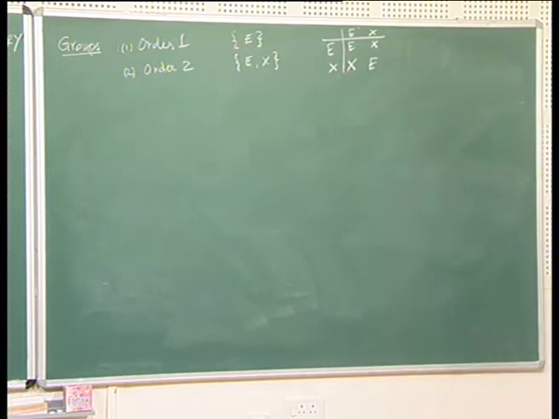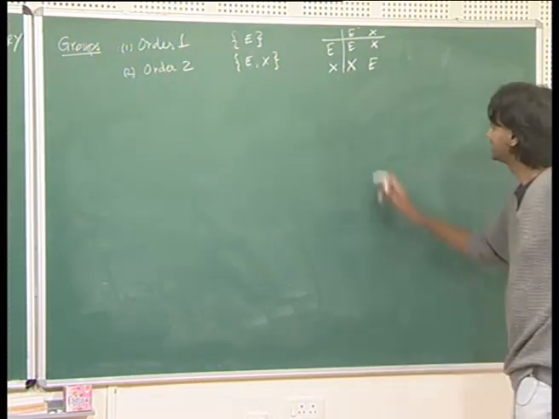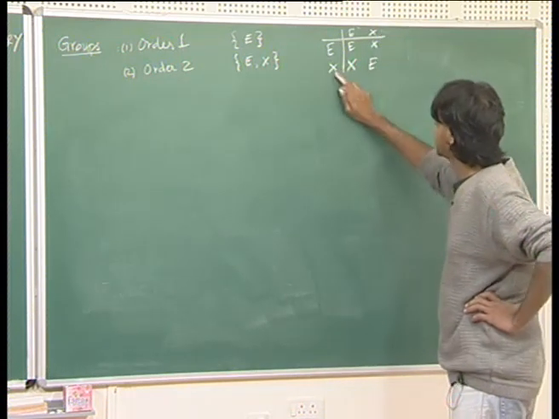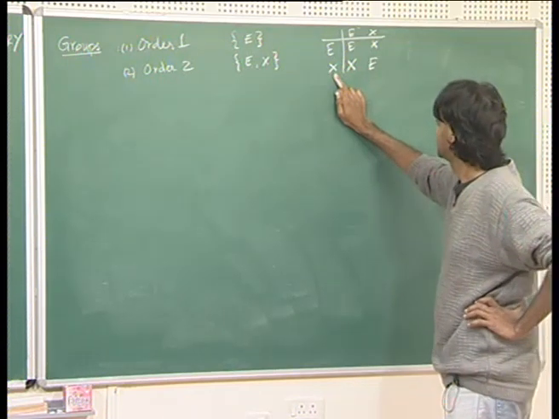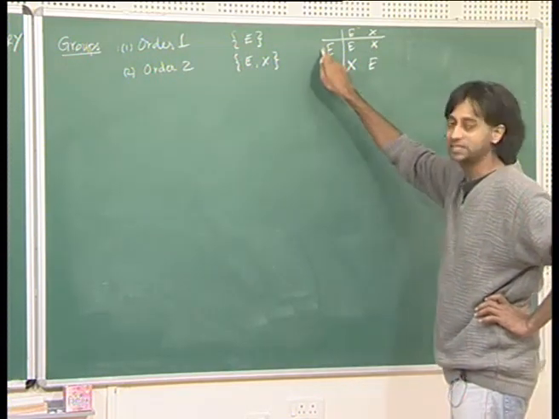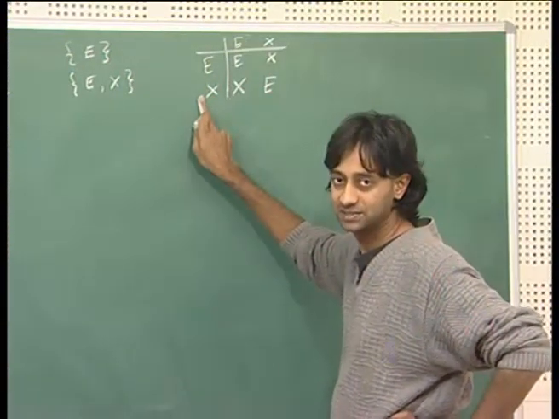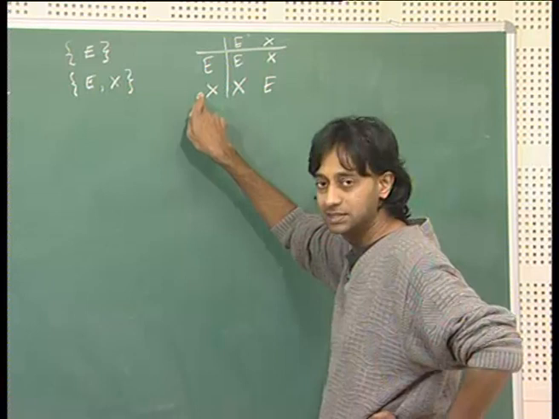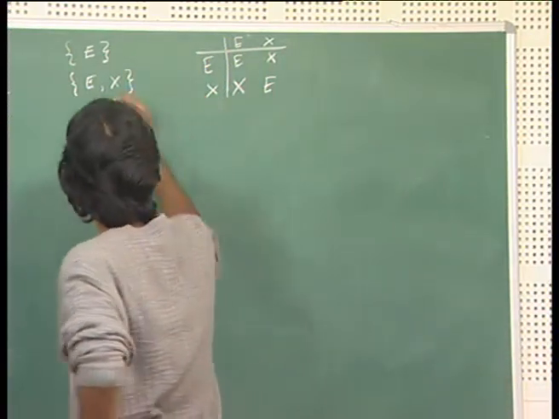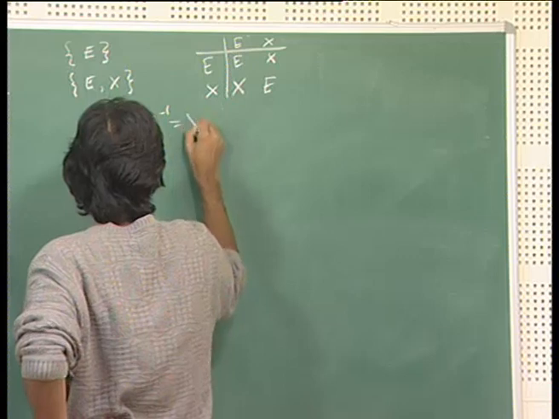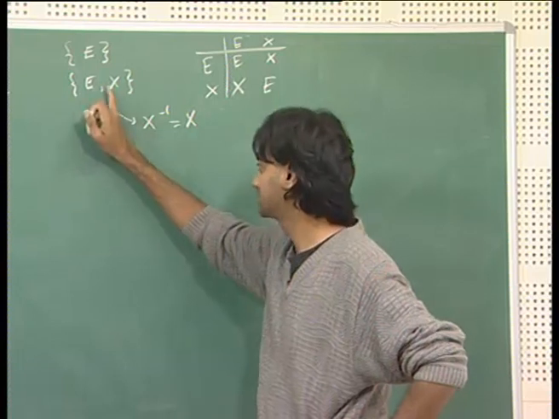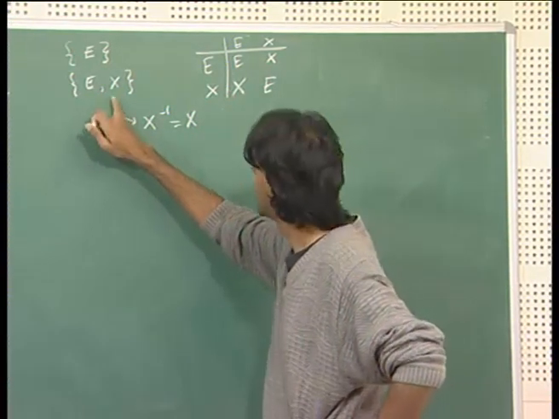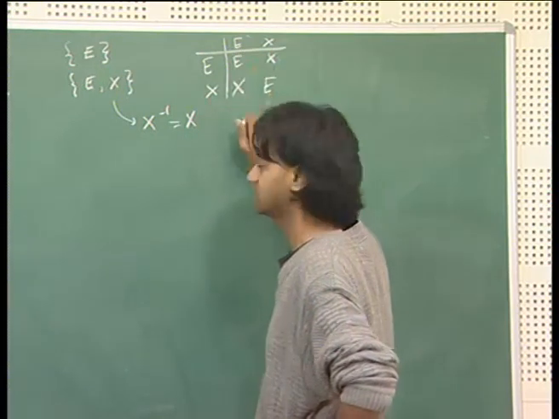Now, the most obvious reason why X into X has to be E is because X has to have an inverse, and the inverse of X cannot be E. So, the inverse of X has to be X. You notice that X inverse equals X, because X inverse has to be in this group and X inverse cannot be E. So, X into X has to be equal to E.